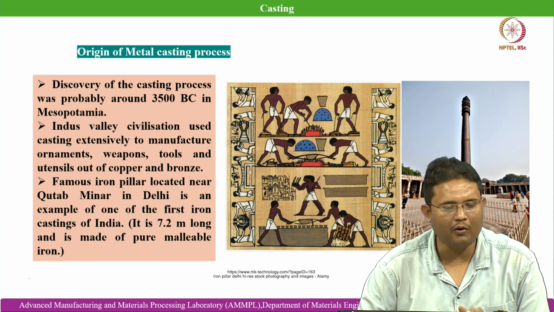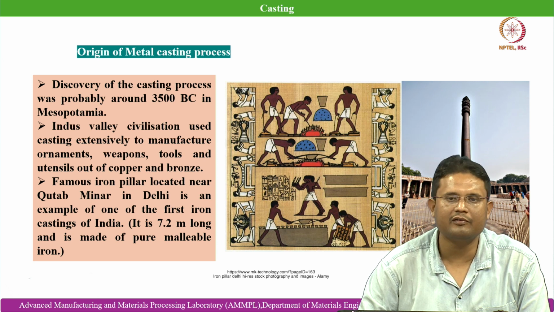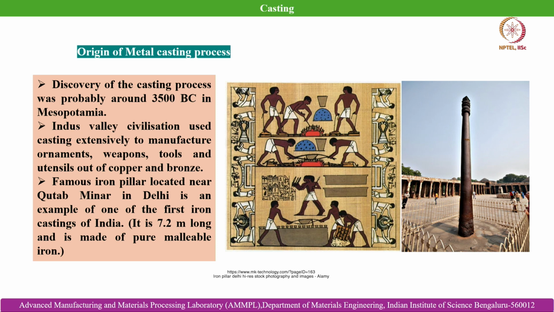So let us start with the origin of metal casting processes. Metal casting is a very basic and fundamental process that originated long back, probably around 3500 BC in Mesopotamia. It is ancient in the sense that there are noted examples in history, and it is written that several weapons, tools, ornaments and utensils out of copper and bronze were made during the Indus Valley civilization, also adopting the casting route.